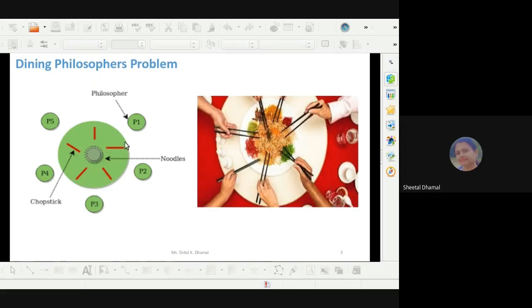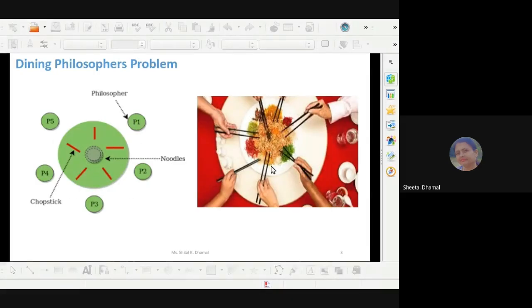Let us consider philosopher P1. Suppose P1 wants to eat the noodles placed at the center of the table. Then P1 will need the chopsticks placed on his right-hand side and left-hand side. If P2 wants to eat, P2 will also require both chopsticks on the left and right. These chopsticks are considered a resource here. Noodles are a resource, the table is a resource, and the chopsticks are also resources.